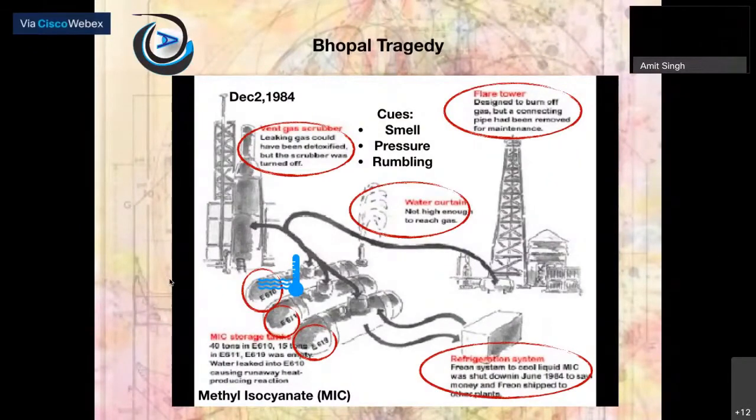The easiest thing to think is, if a plant has been shut, then why should the gauges read different pressure? Or why should there be rumbling if the plant has been shut for a long time? So these are the issues with a high reliability organization, where they investigate the smallest thing.